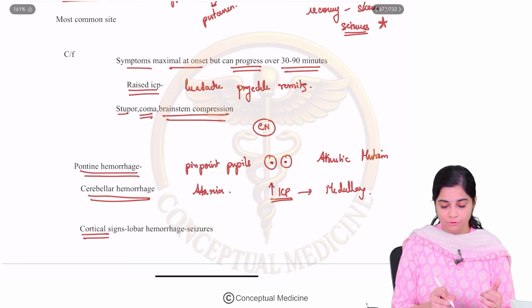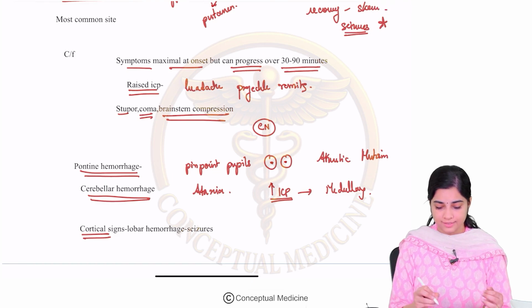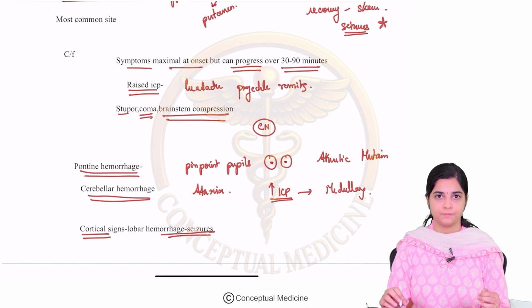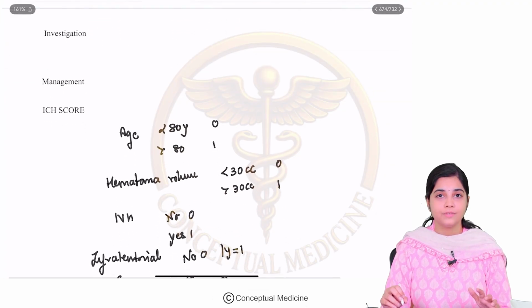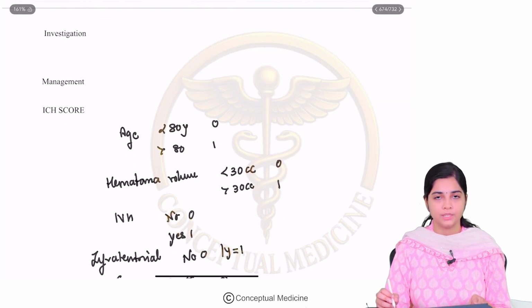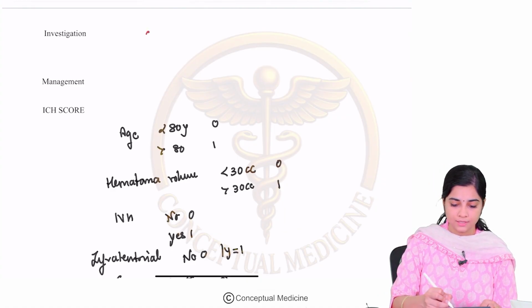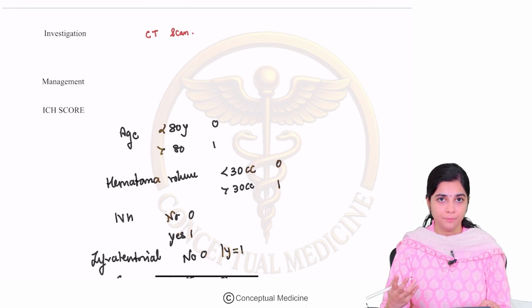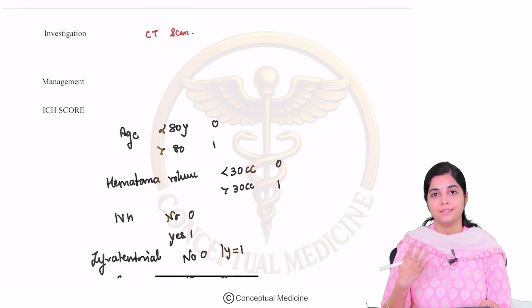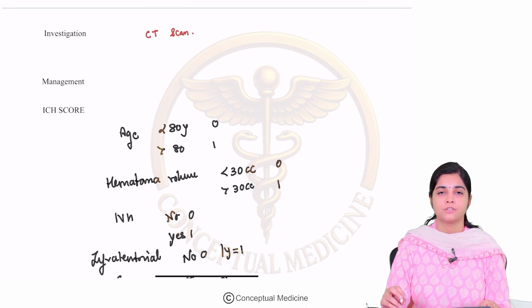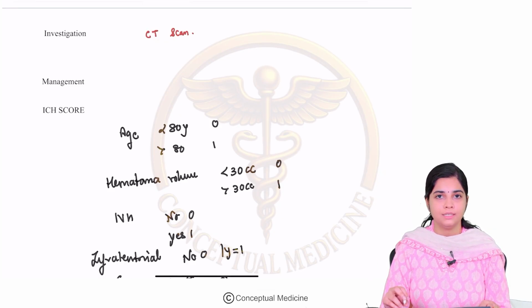If there is involvement of the cortex, what are the cortical signs you will have? You can have seizures that we have already discussed. Now, what are the investigations that you want to do if you are suspecting a hemorrhage, right? So, the first investigation of choice is always going to be a CT scan of the brain, because the CT scan of the brain is going to detect your hemorrhage immediately, right? So, the first investigation of choice is going to be a CT scan.